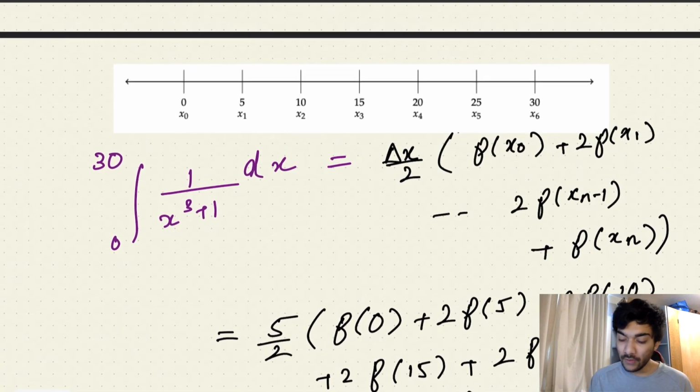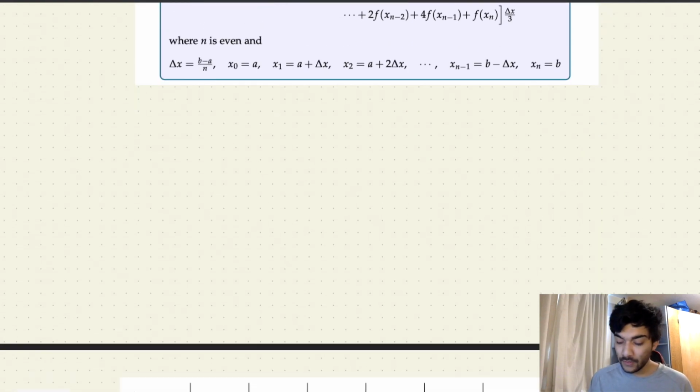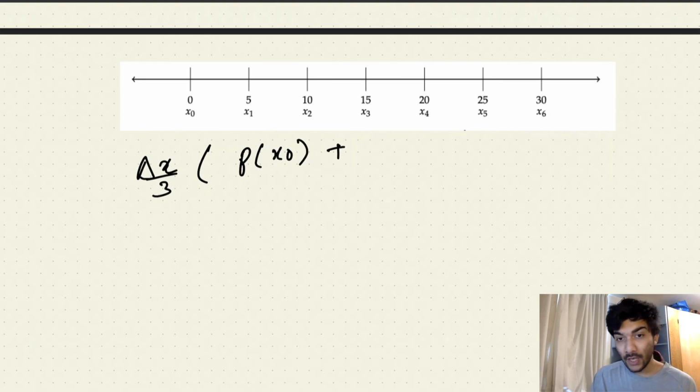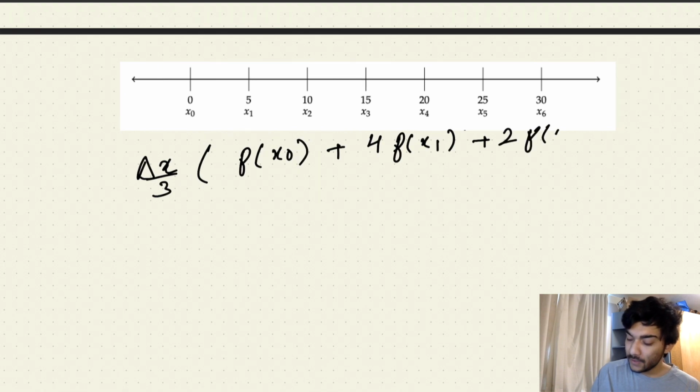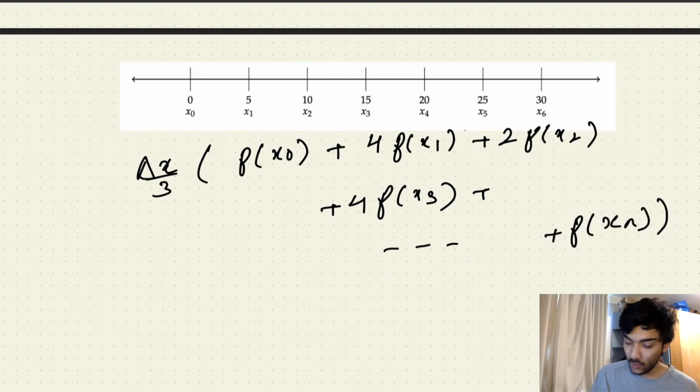So if we continue with the previous values, the Simpson's rule approximation for this would be simply delta x by 3 times, again you'll start with coefficient 1 and then you'll have an alternating sequence of 4 and 2. So 4 f of x1 plus 2 f of x2, 4 f of x3, and then so on, and the coefficient of the second last term will depend on whether it's ending with 4 or 2, and then for the last term you'll have the coefficient 1 again.